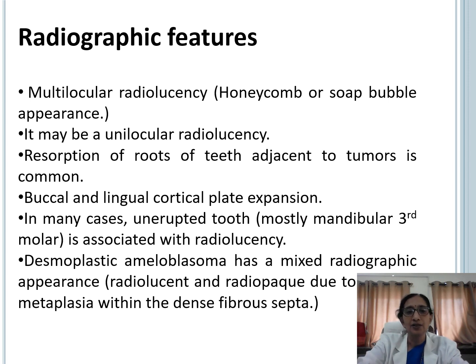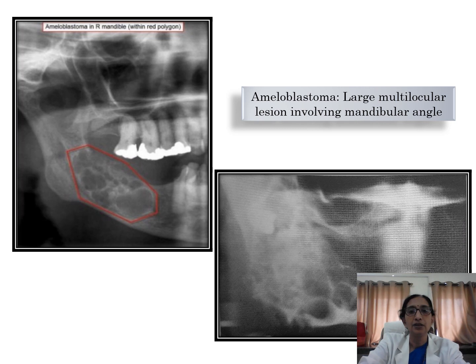Now the ameloblastoma has a radiolucent appearance, except that in desmoplastic ameloblastoma, it has a mixed radiographic appearance, that is a radiolucency with radio-opacity due to the metaplasia within the dense fibrous septa. Now this is the multilocular appearance of the ameloblastoma in the posterior mandible.